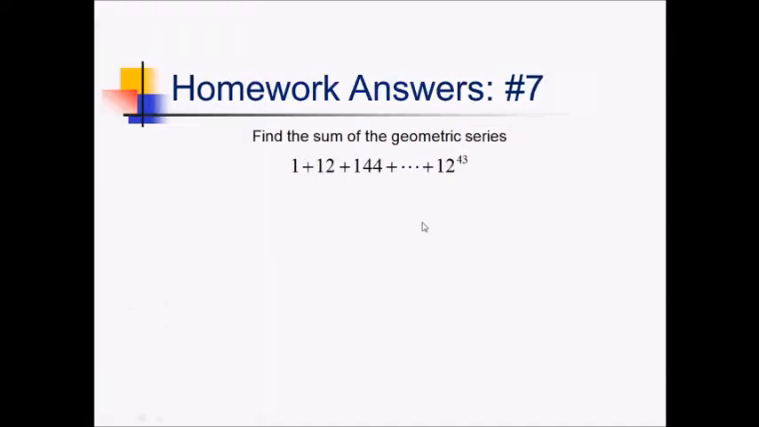On this problem, we're trying to find the sum of this geometric series. So let me start immediately by writing my partial sum formula. That's a1 times 1 minus r to the n over 1 minus r. We have an a1 value of 1. That's our first term. The common ratio, r, that's going to be any of these terms divided by the term before it. Probably the easiest one to do is just 12 over 1, so 12.